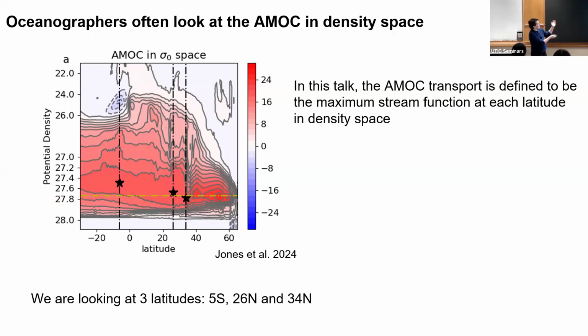And in this talk, the AMOC transport is defined to be the maximum stream function at each latitude in density space. And I'm going to look at 3 latitudes. I'm going to look at 5 south, 26 north, and 34 north.